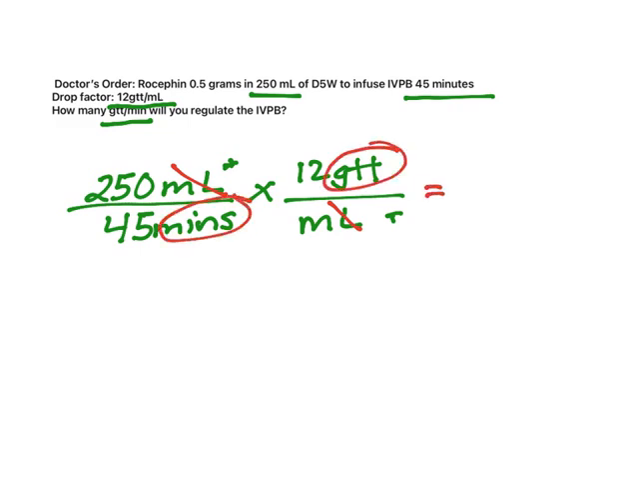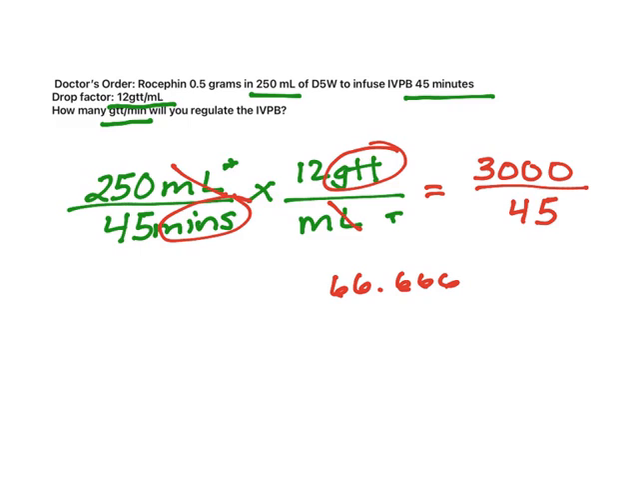All right, so now all we have to do is multiply straight across the top and the bottom. So 250 times 12 is going to give us 3,000. 45 times 1 is going to give us 45. So then we're going to do 3,000 divided by 45, and that's going to give us 66.666.